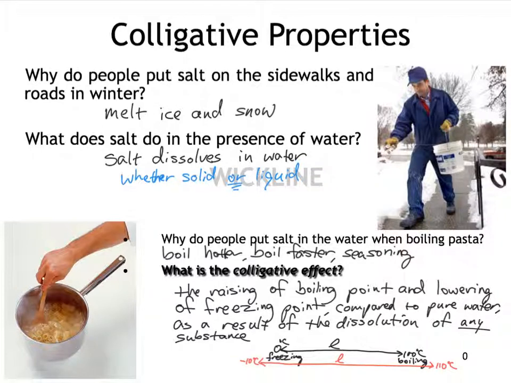So when we put salt on ice in the winter, what we're doing is we're dropping the freezing point to a temperature lower than the original. And assuming that it's not super, super cold outside and you're not below this temperature, then the water would turn back into a liquid. It would be in this range and it would be liquid. And that's why we put salt on the sidewalks in the winter. Colligative effect.